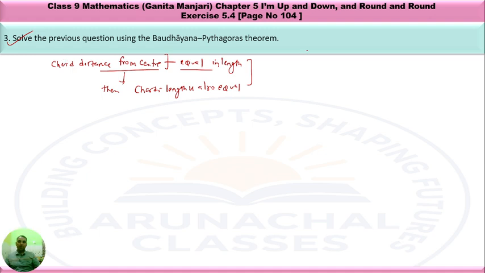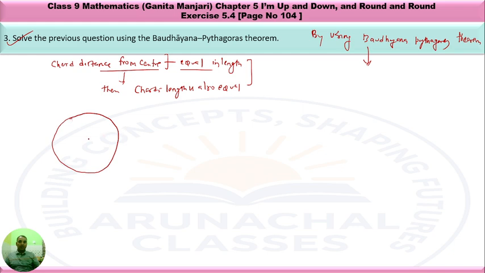Now this time they are saying that by using Baudhāyana Pythagoras theorem, we have to prove this question. So for that we need to draw a circle first, and such type of arrangement is required.